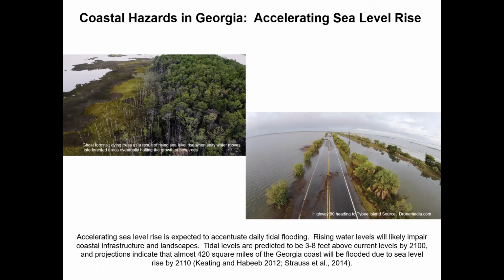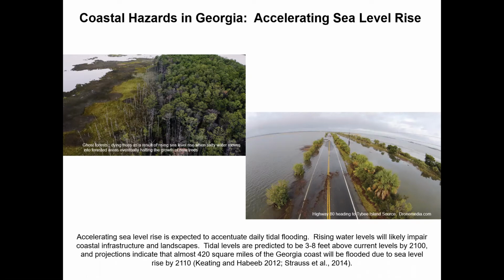And so we need to look at how these rising water levels can potentially impair our coastal infrastructure and landscapes. I wanted to share the picture on the right. Many of you may be very familiar with Highway 80 heading to Tybee Island, where we have these king tides. Over the years, the highway during those king tides may have been flooded somewhat, but as many of you are aware and experience, this is becoming more common, and it's not just related to our high king tides, it's also related to what we're seeing of accelerating sea level rise.